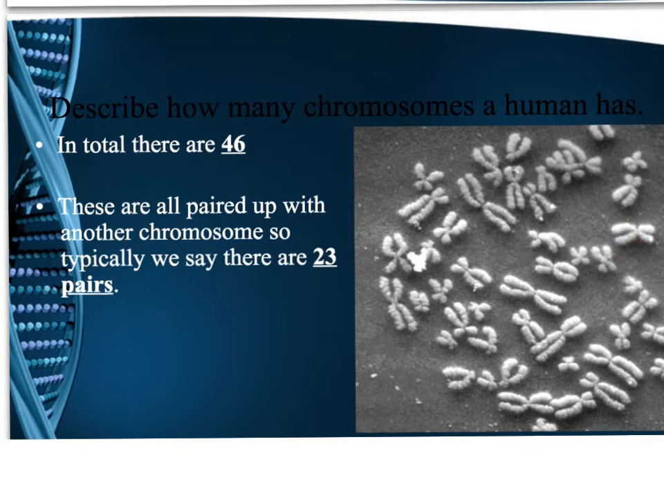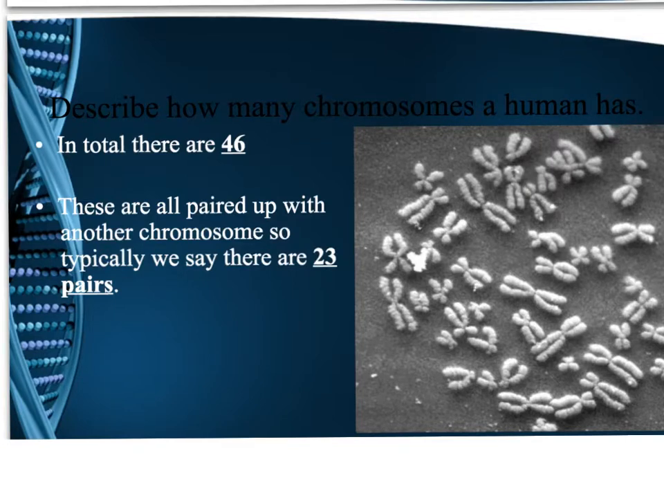Now, something you will definitely be asked on a quiz. Humans have a total of 46 chromosomes. These are all paired up with another chromosome, so we say you either have 46 chromosomes, or more likely you have 23 pairs of chromosomes. Now, why do you have pairs? Maybe you want to think about it for a second. Why would you have 23 pairs of chromosomes, or have two chromosomes that are the same?